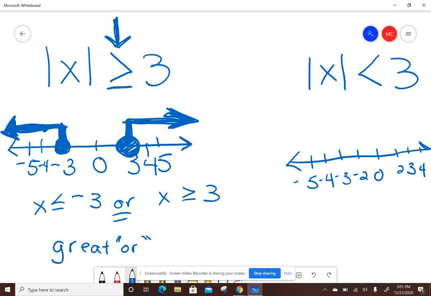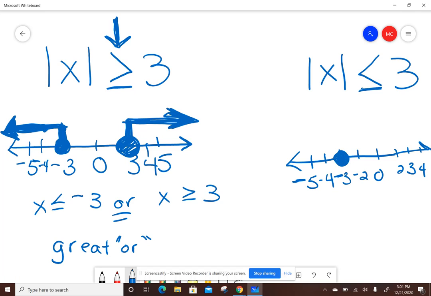Okay. So is the absolute value of negative 5 less than 3? No, because the absolute value of negative 5 is 5. That's not less than 3. That does not work. We'll change this to less than or equal to make our lives easier. How about the absolute value of negative 4? Well, the absolute value of negative 4 is 4. 4 is not less than or equal to 3. But the absolute value of negative 3 is 3, and 3 is equal to 3.